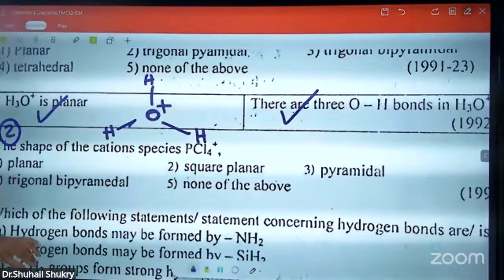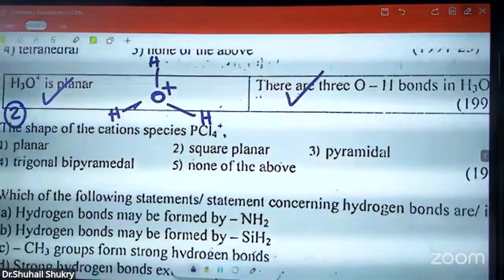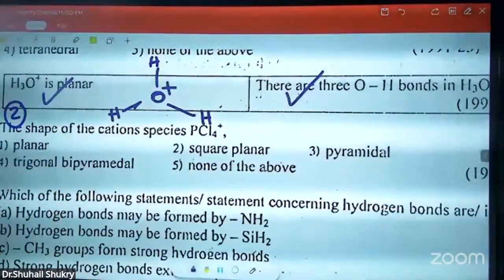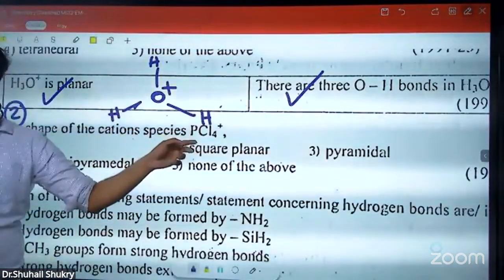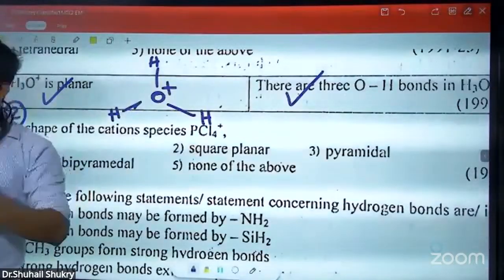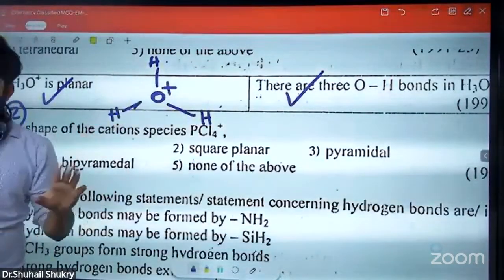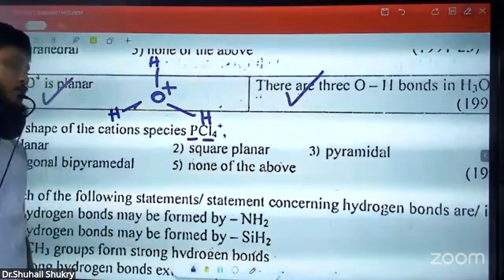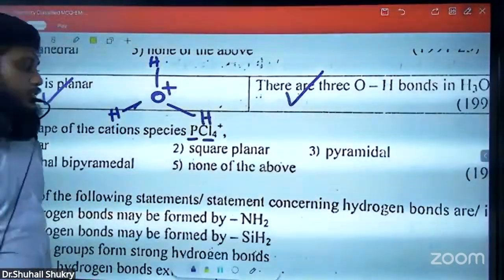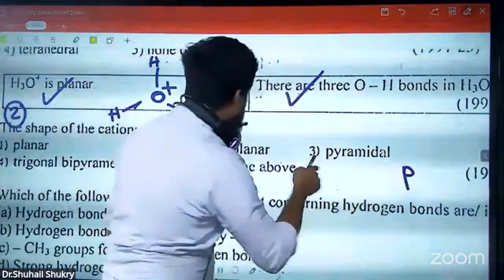So can you understand? Okay, you see the shape of the cation species PCl4 plus. PCl4, I said phosphorus belongs to which group, guys? Which period? Third period. Third period means do we count number of bonds? No. We just put the least electronegative element. Out of phosphorus and chlorine, who is the least electronegative element? Phosphorus.